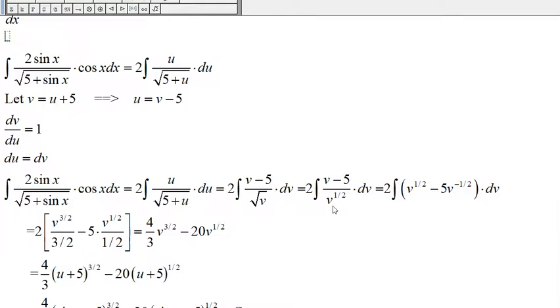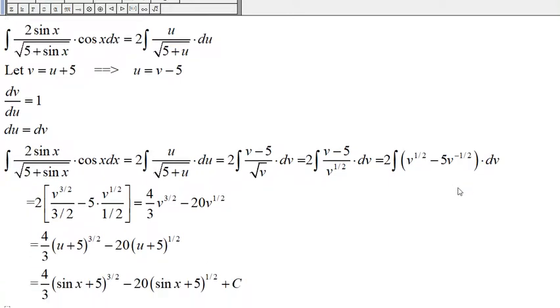Square root of v is v to the 1/2. V divided by v to the 1/2 is v to the 1st divided by v to the 1/2, so it's 1 minus 1/2, which is 1/2. 5 over v to the 1/2 is the same as 5 times v to the negative 1/2.